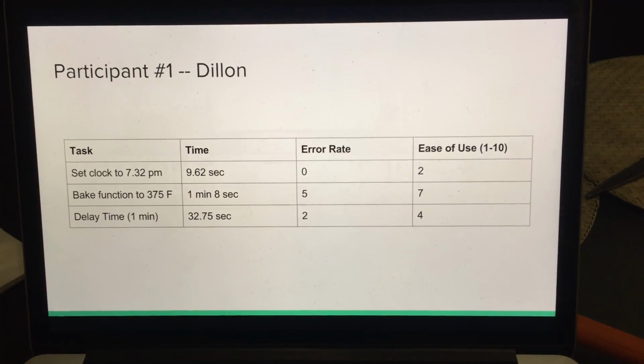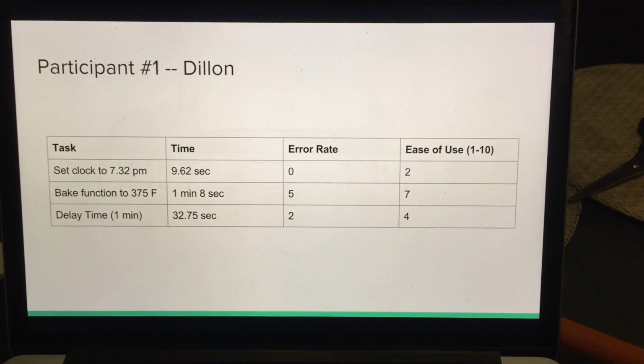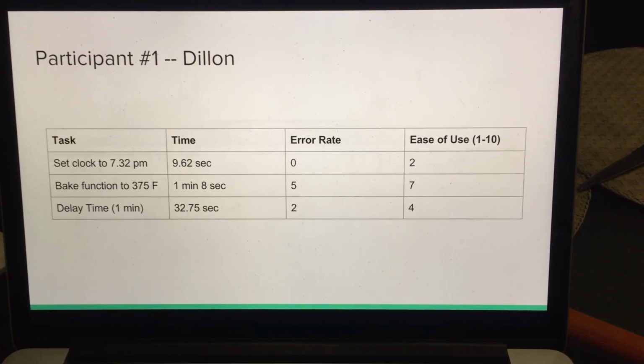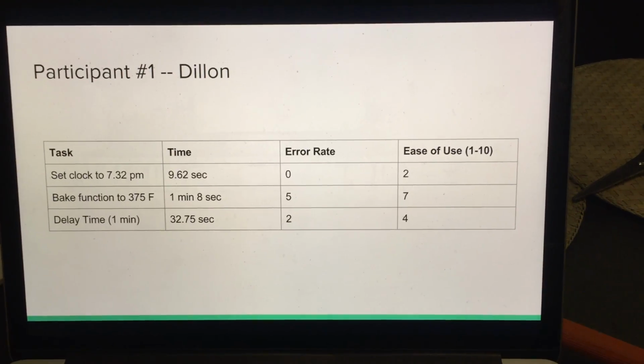Our first participant, Dylan, had a relatively low error rate and performed the best on all of our tasks, although he reported the hardest ease of use for our second task, which was surprising.